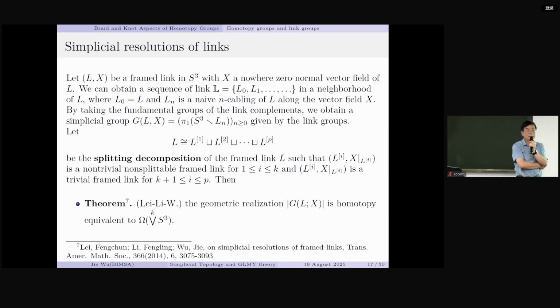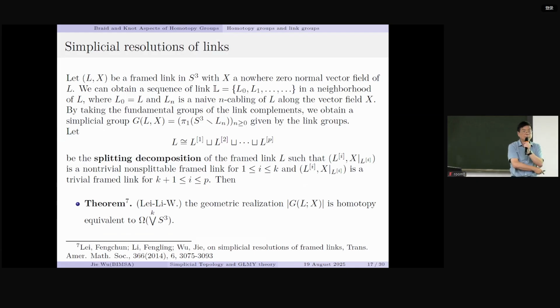Okay. And so in this way, it looks like a quite naive construction. Now the first fundamental question: what is the homotopy type? How do you get it? Well, the answer is that you just remove those components of the link which are a trivial link, a trivial knot, like those with trivial framing. Forget those parts, and the remaining piece exactly gives the homotopy type of this simplicial group obtained in this way. In other words, the simplicial group will be homotopy equivalent to the loop space of a wedge of 3 copies of the 3-sphere.